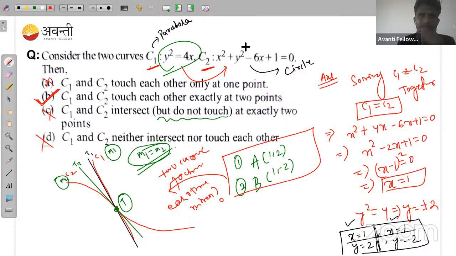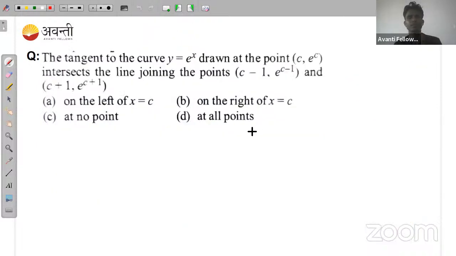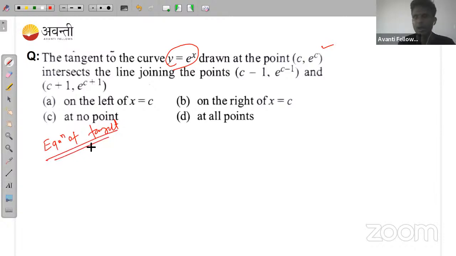Let's see. To the question. So the tangent to the curve y is equal to e to the power 2x. Curve is given, point is also given. You have to find the equation of tangent first. The equation of tangent, you know, equation of tangent. You have to find, how will find?